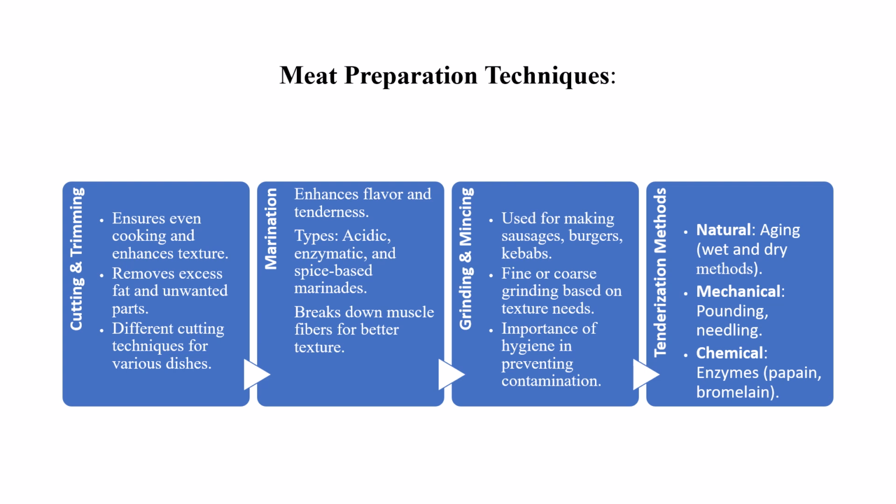Grinding and mincing. Used for making processed meats like sausage, burger, and kebab, the choice of fine or coarse grinding affects the texture. Maintaining hygiene is critical to prevent contamination. Tenderization methods: natural, mechanical, and chemical. Proper preparation sets the foundation for great cooking results. So, it's important to use the right technique based on the dish you are making.